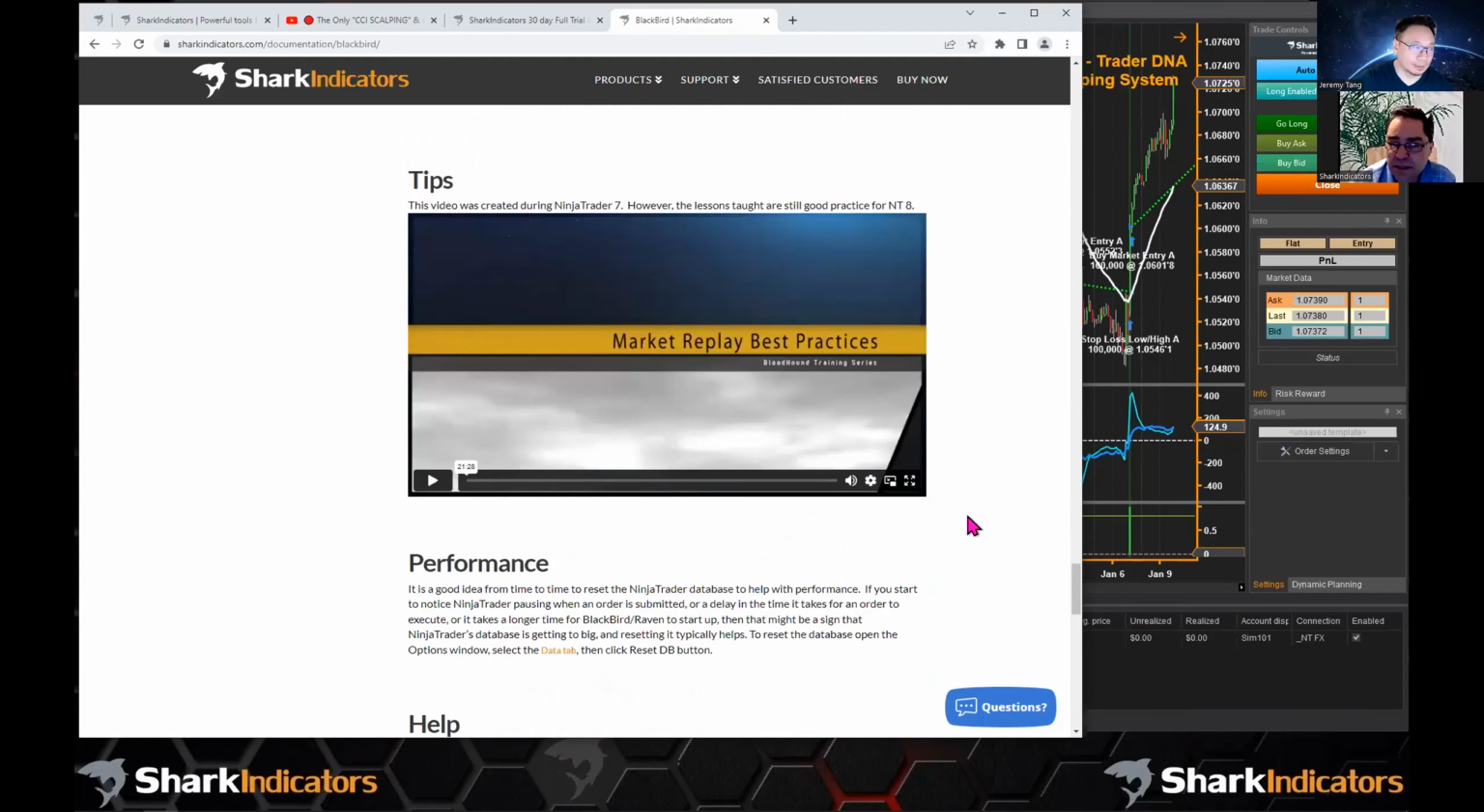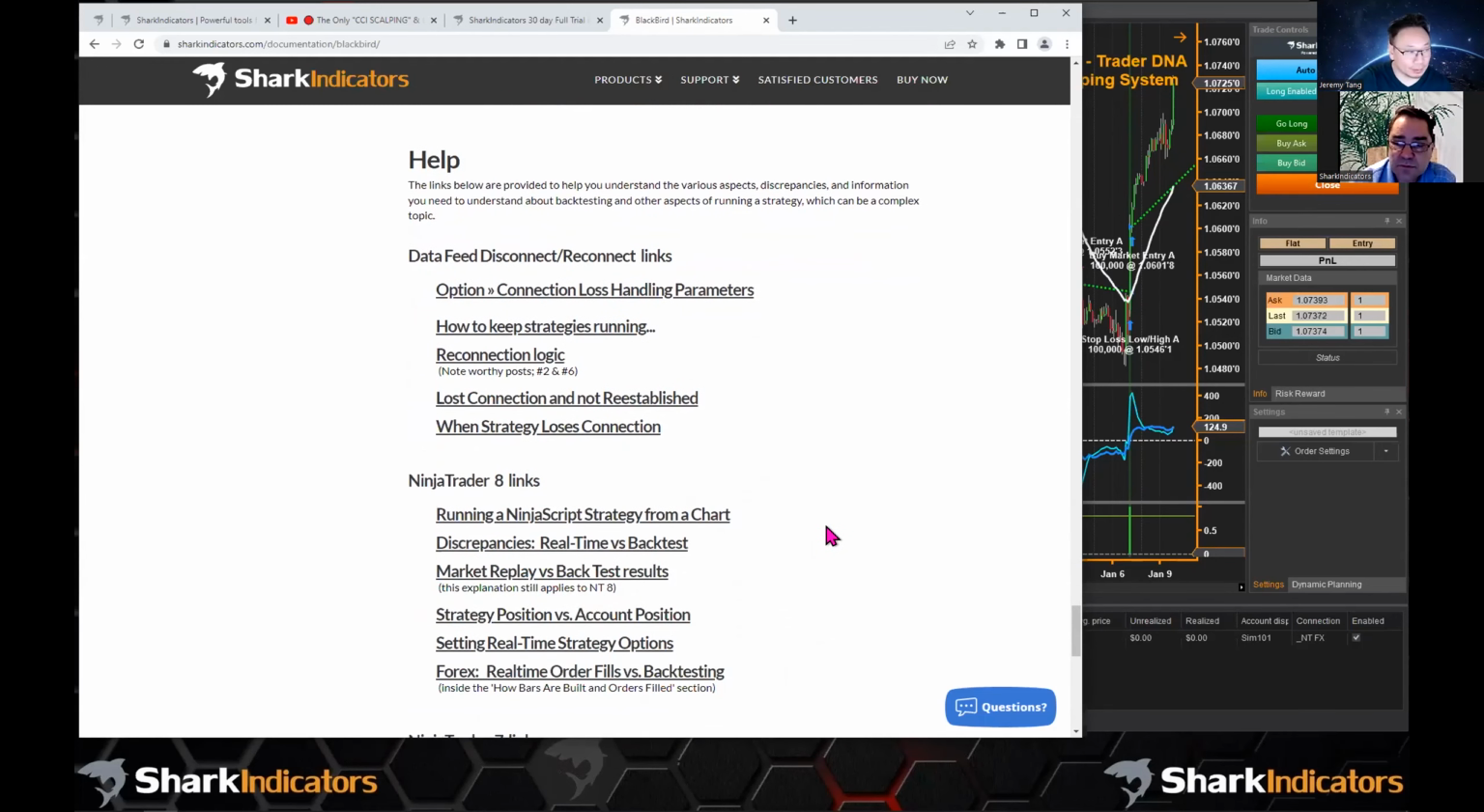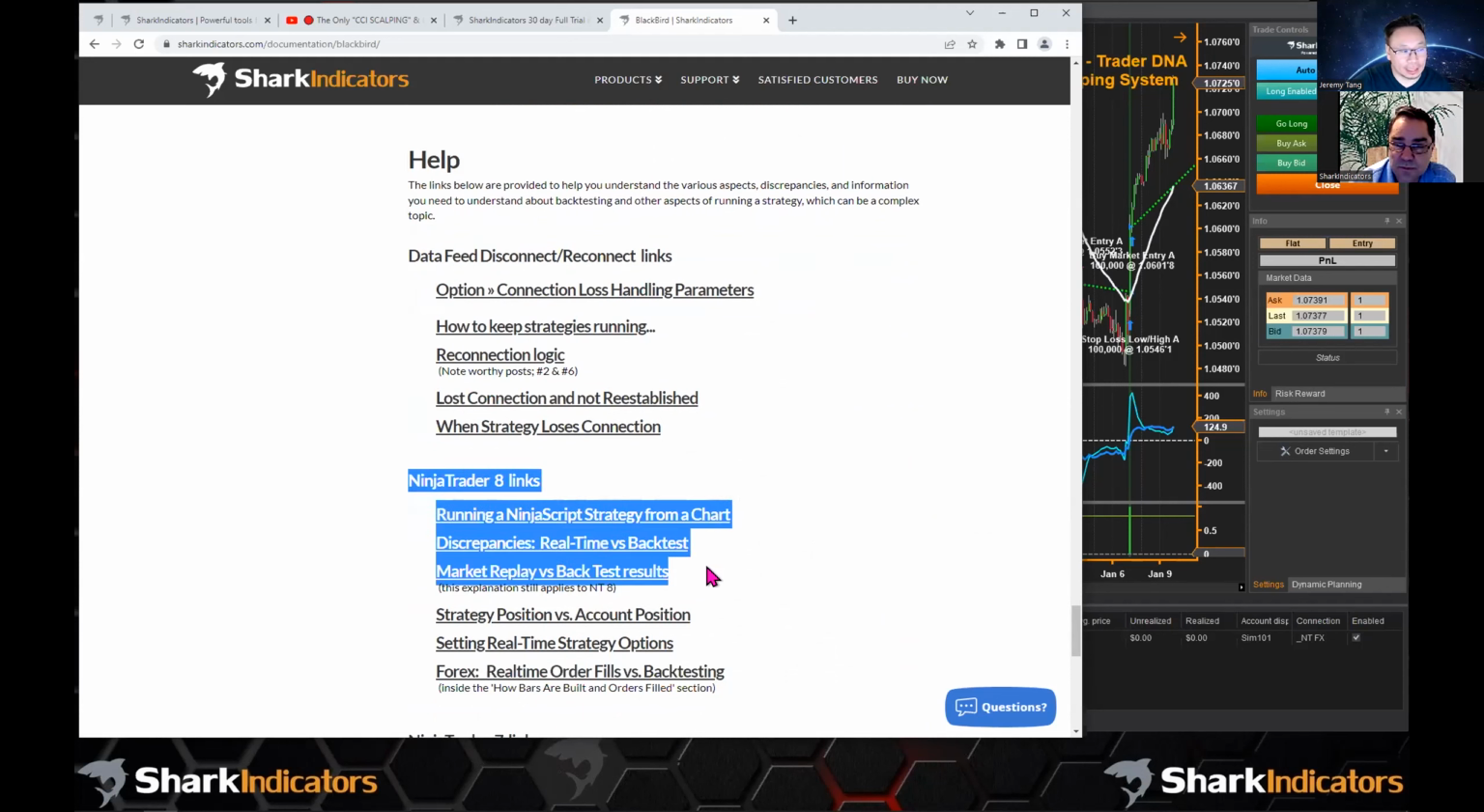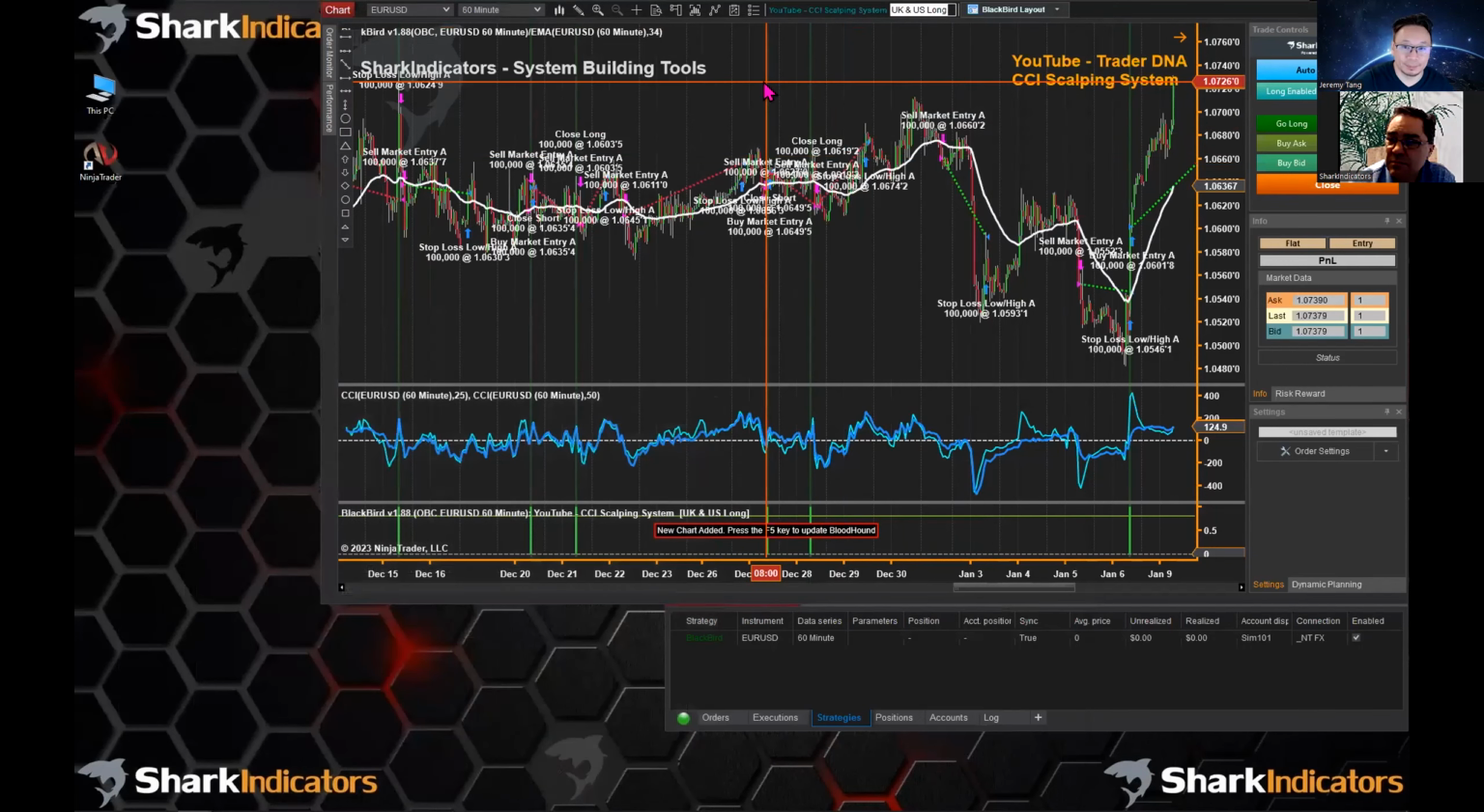Adrian's asking a related question: does Blackbird simulate lag or slippage? The answer is it's not Blackbird that does that, it's the platform. NinjaTrader does that, and you can tweak the setting for how much slippage you want to simulate.